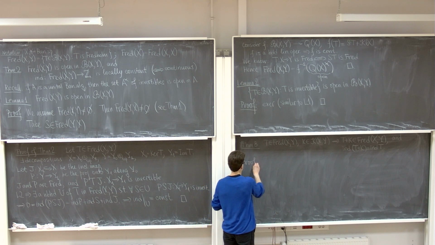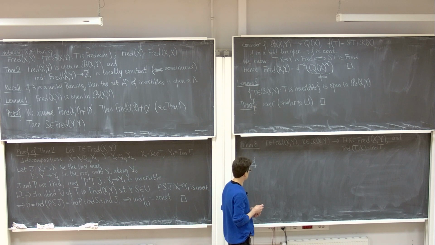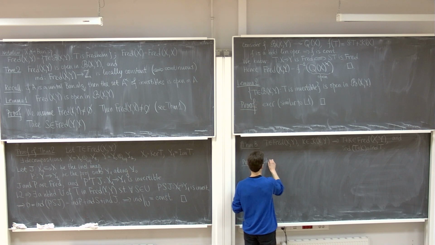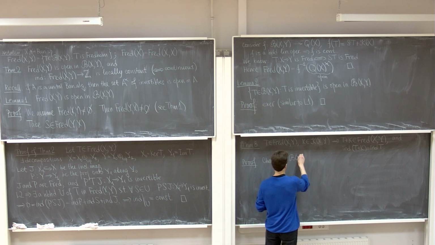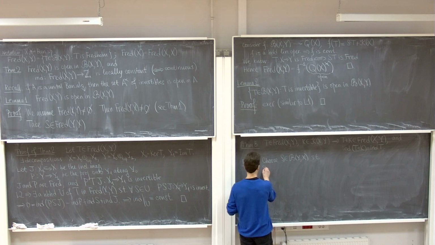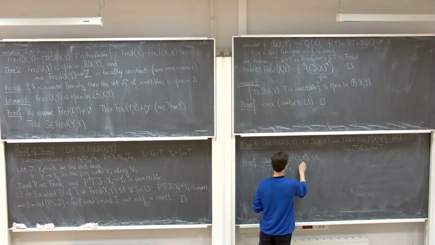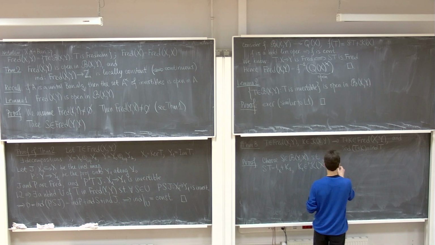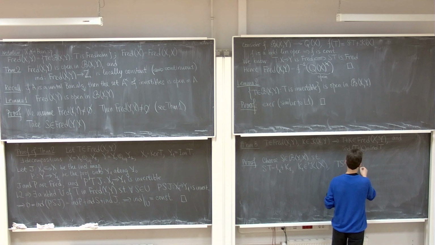The proof is a simple application of the Nikolsky-Atkinson criterion. So let's take an essential inverse of T. We choose a bounded operator S from Y to X such that ST is the identity operator plus a compact operator, K1, and such that TS is the identity operator plus a compact operator, K2.